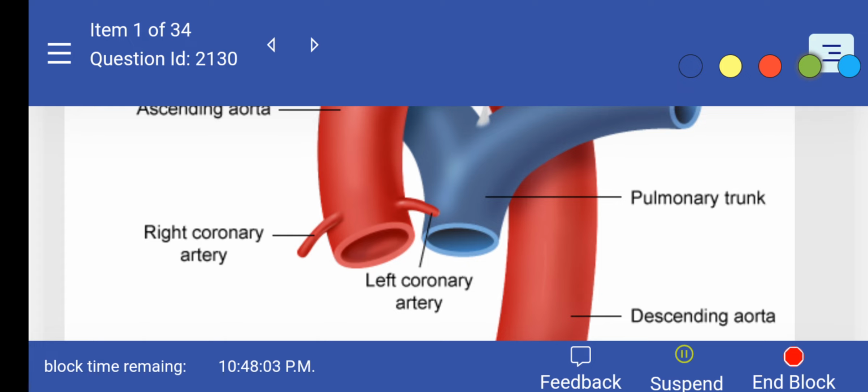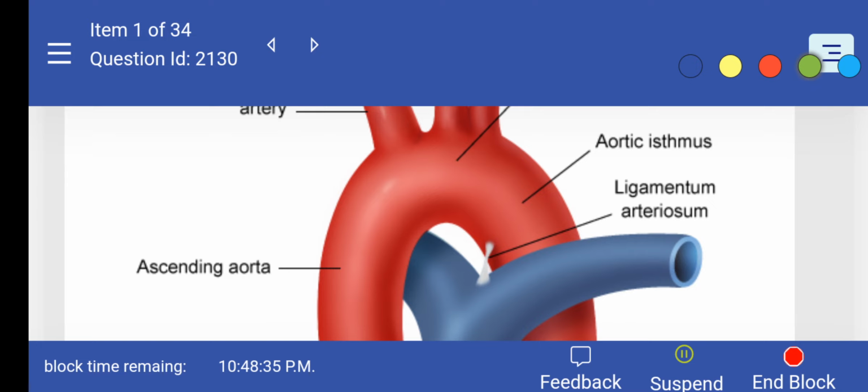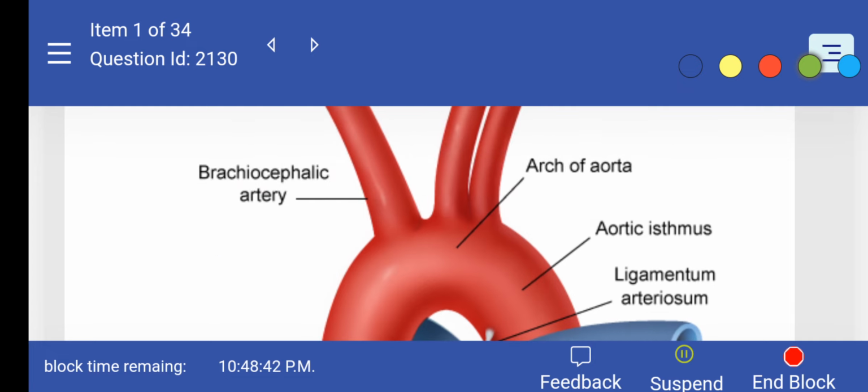Okay, this is the ascending aorta, right? Which will branch into the right coronary artery and the left coronary artery. If we go upward, here is the ascending aorta. If we go further, then from the aortic arch, this is the aortic arch, we have the brachiocephalic artery.